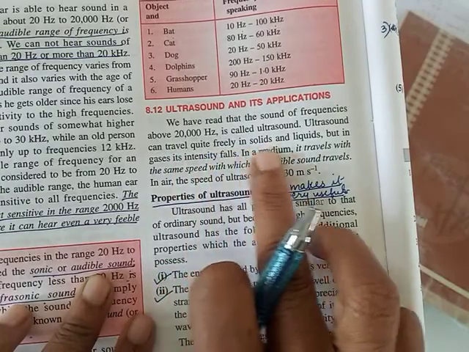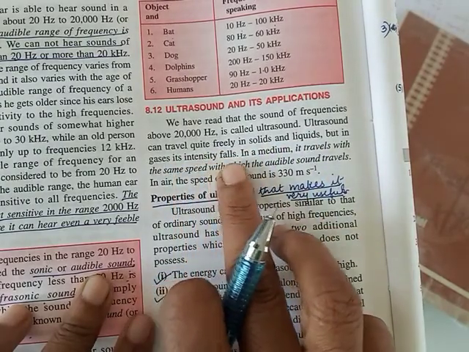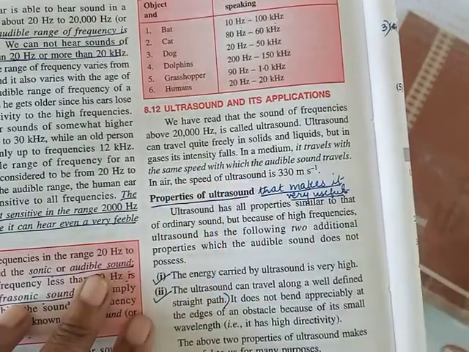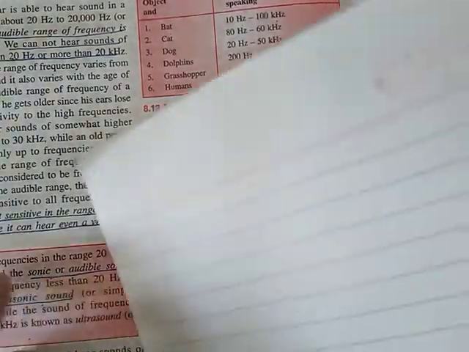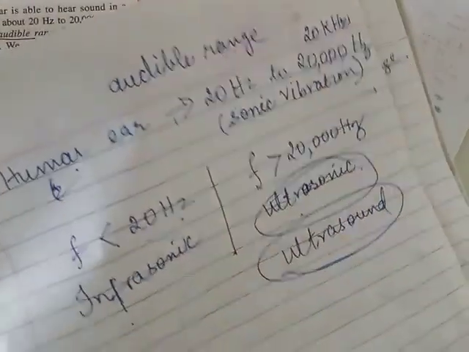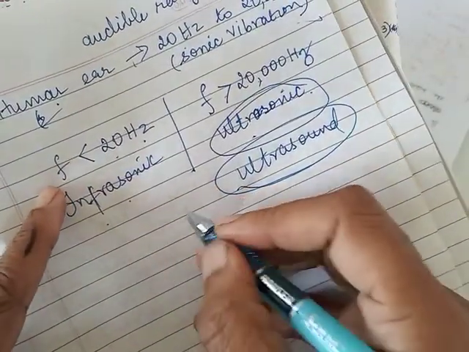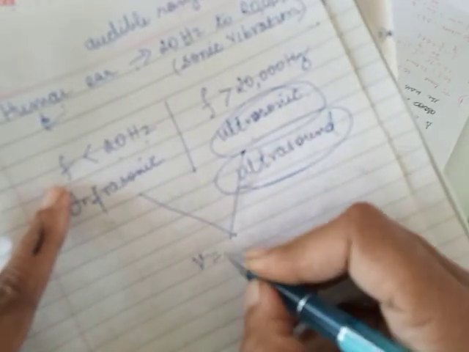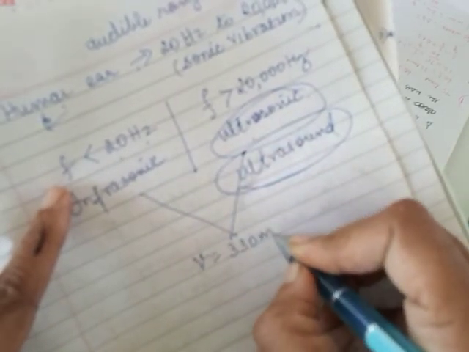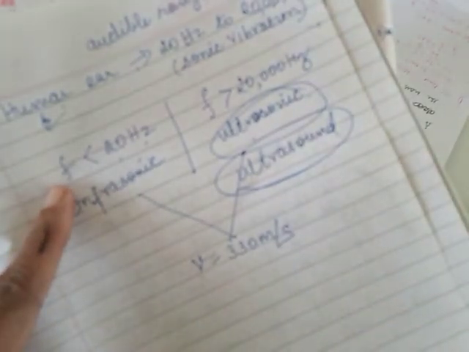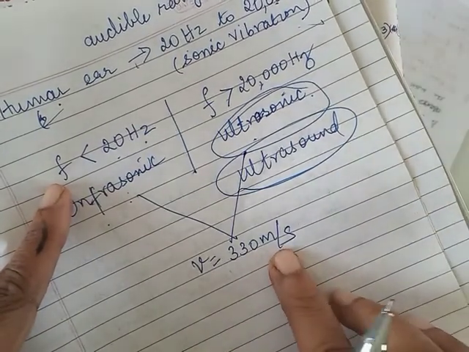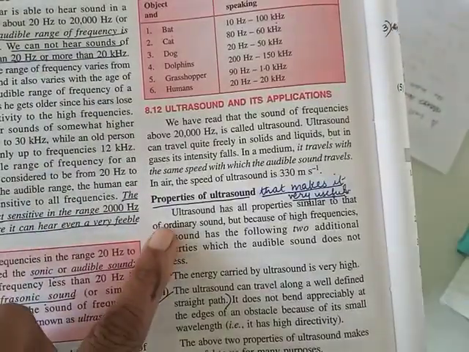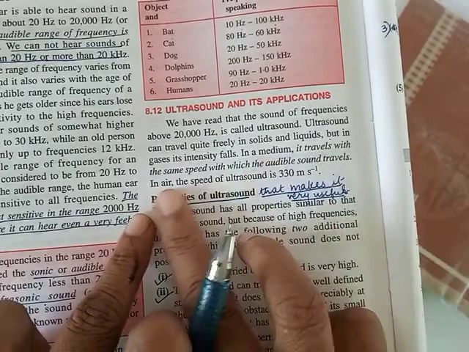Ultrasound can travel quite freely in solids and liquids, but in gases its intensity falls. In a medium, it travels with the same speed as audible sound. You have to remember one more thing, children. Ultrasound, ultrasonic and infrasonic waves all travel with the same speed in a medium. Their speed will not change. It's the frequency that will change. That's why it is given that in a medium it travels with the same speed.